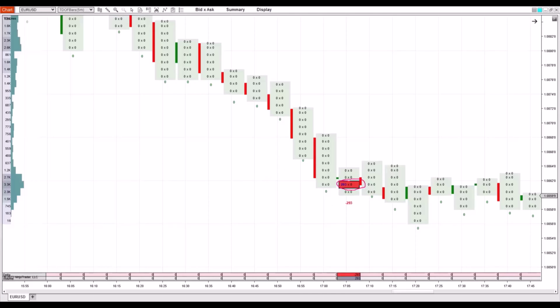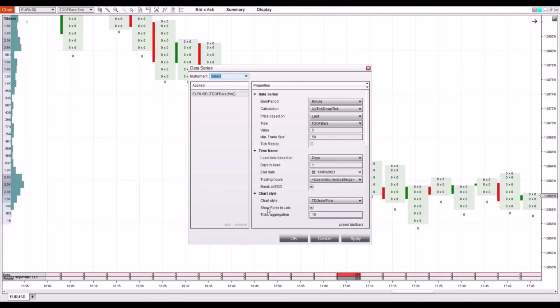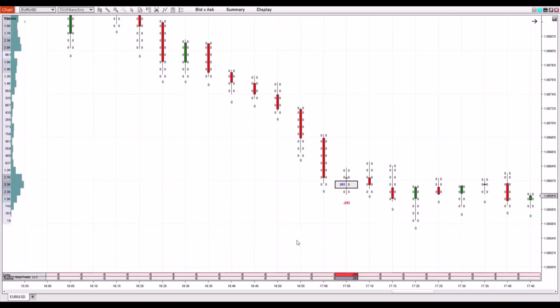By the way, you can change the look of this a little bit, because this way it looks a bit weird, at least to me. What I like to do is switch the mode to candle, and then it will look like this.